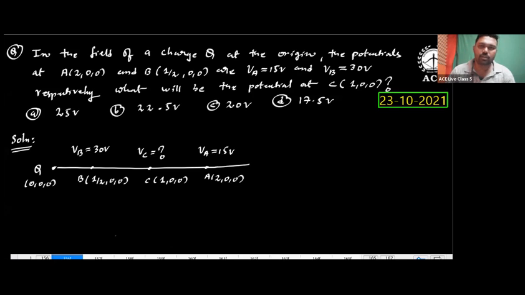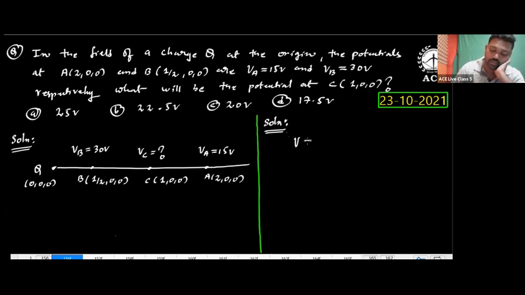Yesterday I gave one problem to solve. In the field of charge Q at the origin, the potentials at all these points are given, and it asks for the potential at C. Now let us try to get the solution for this one. How do you find the potential?